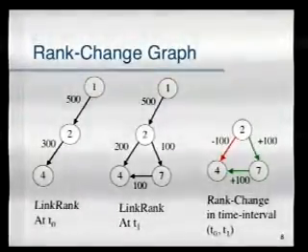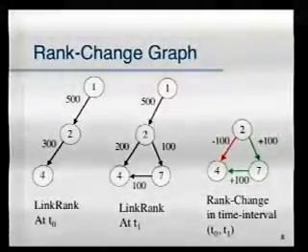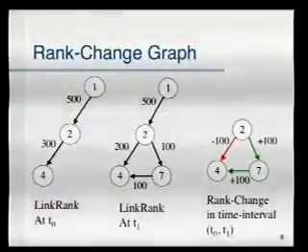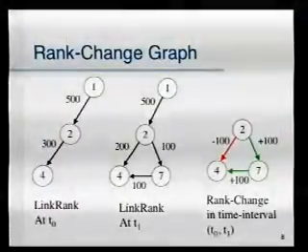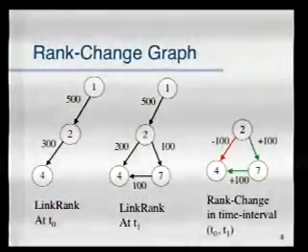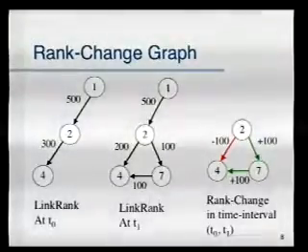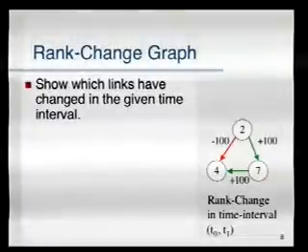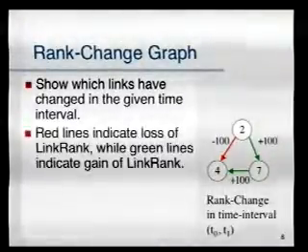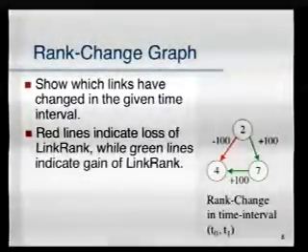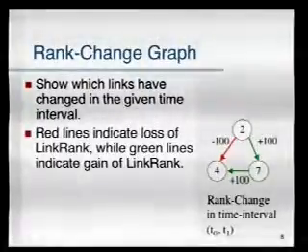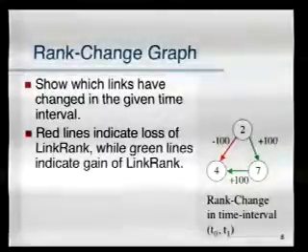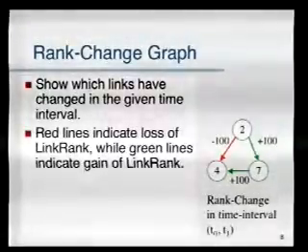So a rank change graph in this case would look like this with two kinds of links, the red links which indicate loss and the green links which indicate gain. The weights on the links is the amount of change that has occurred. So summarizing, rank change graphs show which links have changed in a given time interval, and red indicates loss, green indicates gain. Even with this, you still haven't understood how to view events on a time dimension.